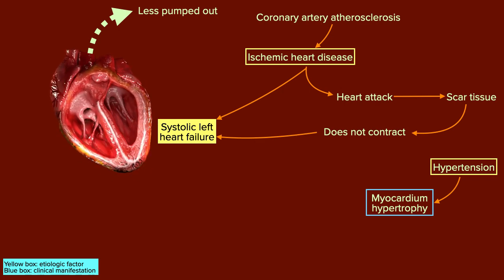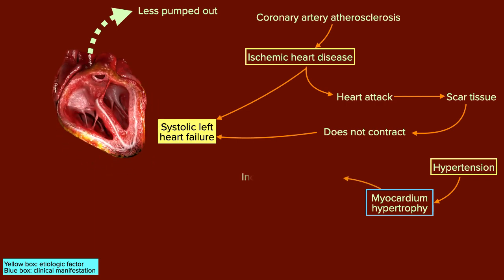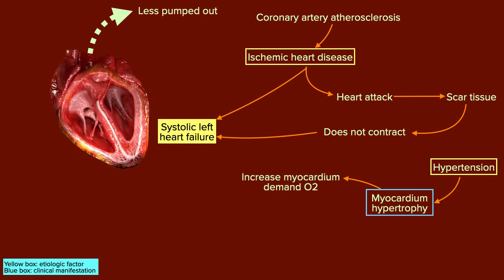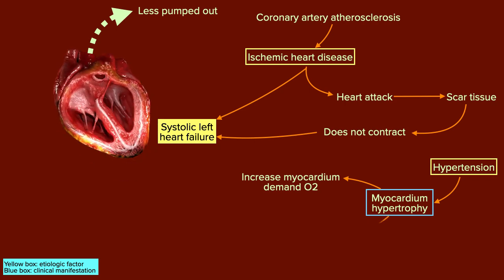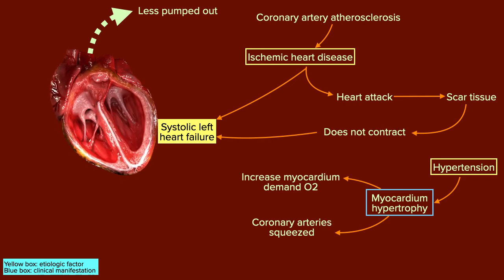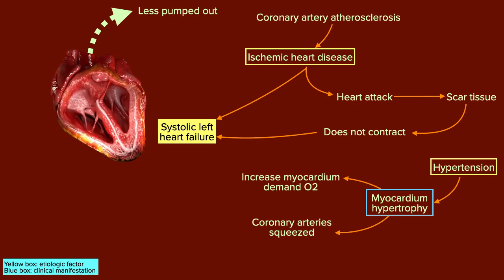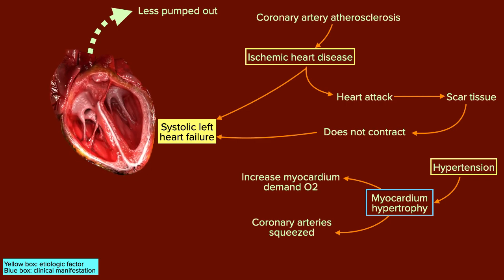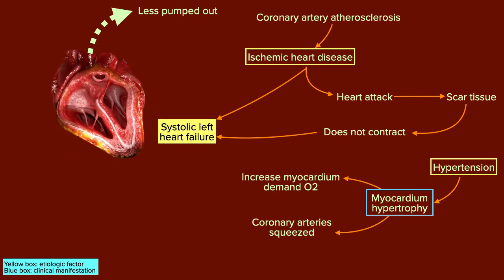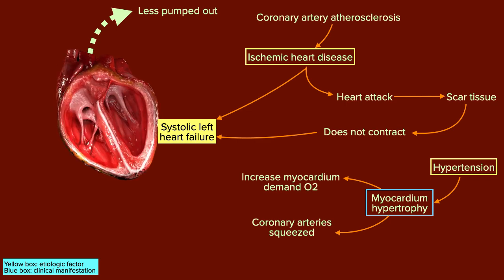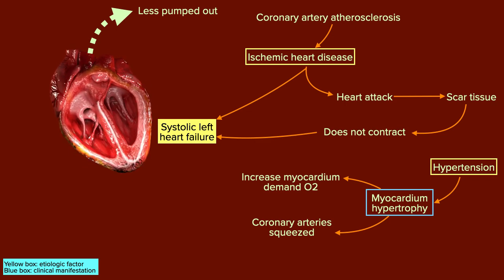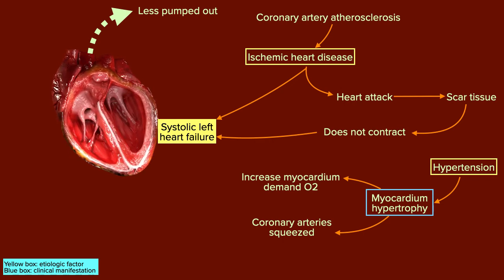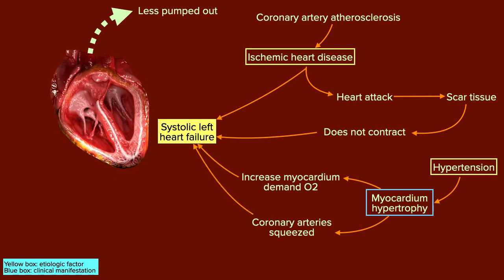The increase in muscle mass also means that there is a greater demand for oxygen, and to make things even worse, the coronary arteries get squeezed down by this extra muscle so that even less blood is delivered to the tissue. More demand and reduced supply means that some of the ventricular muscles start to have weaker contractions, leading to systolic failure.